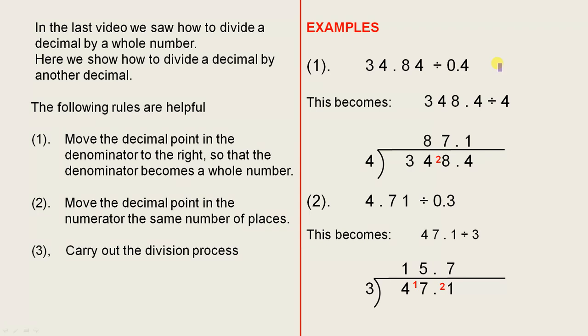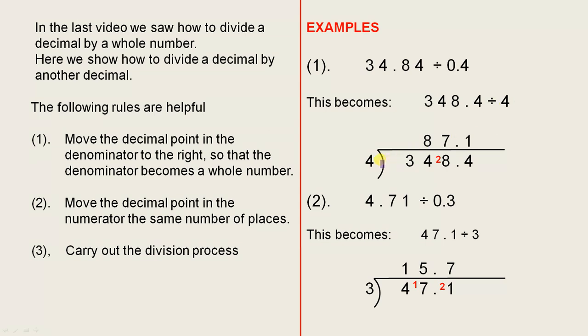The first example is 34.84 divided by 0.4. You can see that there's a decimal in the numerator and a decimal in the denominator. The first objective is to make this number here a whole number. So all we do is move it one place to the right. We have to do the same with the numerator. So when you move the decimal point one place to the right in the numerator, you get 348.4. When you move it one place to the right in the denominator, you get 4.